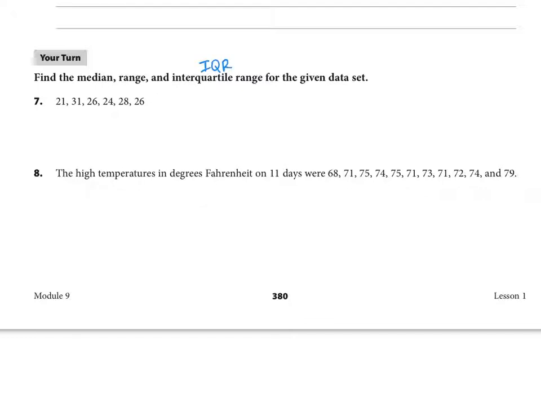So I need to put this in order. So we got 21, 24, 26, 26, 28, and 31.